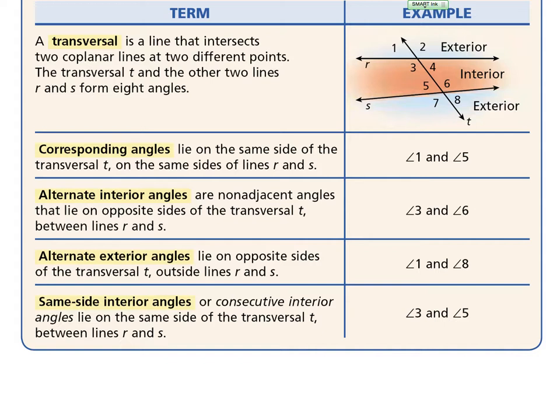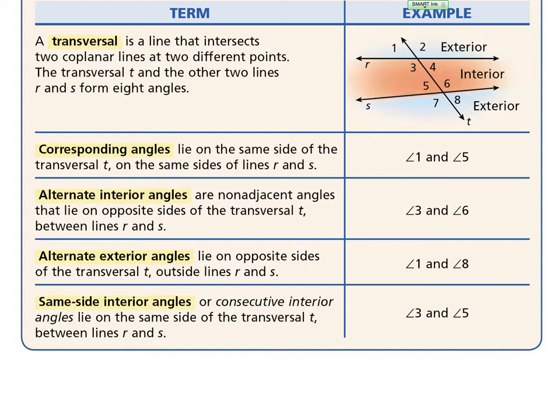They're on the same side of the transversal, on the same sides of lines R and S. Same sides meaning like above line R, above line S, or below. So 1 is to the left of the transversal and above line R. So its corresponding one is to the left of the transversal and above line S. 4 and 8, for instance, to the right of the transversal and below line R. To the right of the transversal and below line S. So they're in matching places at each intersection.